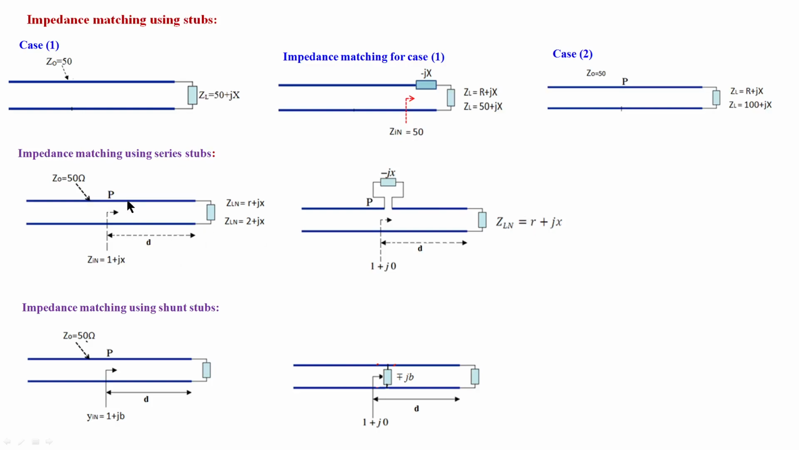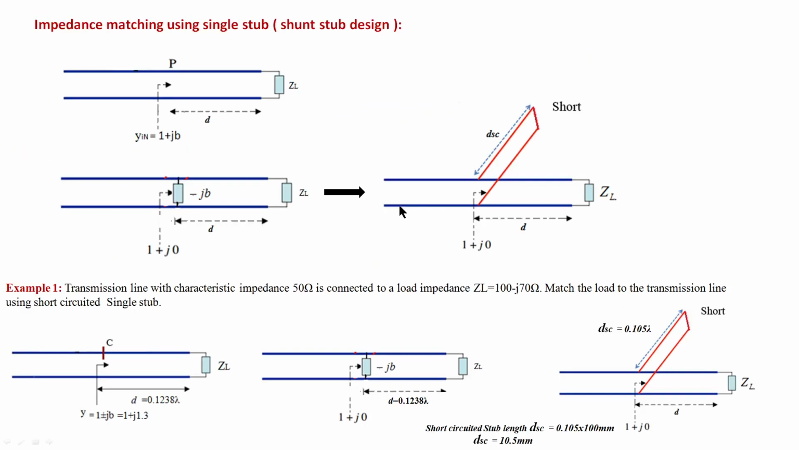The other is called series stub matching. Actually, this reactance we are implementing using a stub. That's why it's called series stub matching. This minus jx we can implement using a stub. Instead of an inductor and capacitor, what can we do? We can use a stub here, like this.